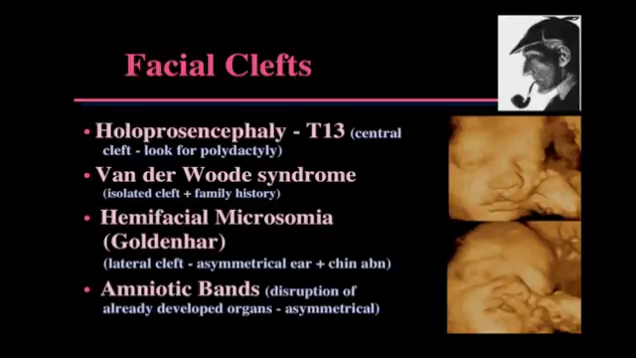Van der Woude syndrome is an autosomal dominant syndrome of simply facial clefting. So in that case, you would have one of the parents or a very close relative that would have facial clefting. Semifacial microsomia, Goldenhar syndrome, is usually a very asymmetrical looking face. They tend to have unusual clefts, particularly lateral clefts and ear tags, we'll see examples of.